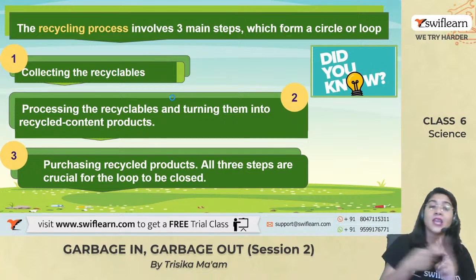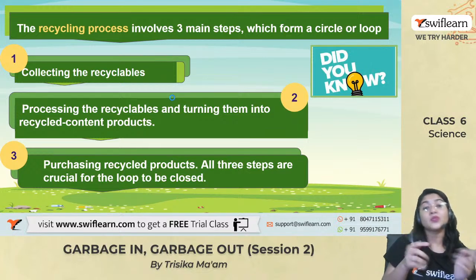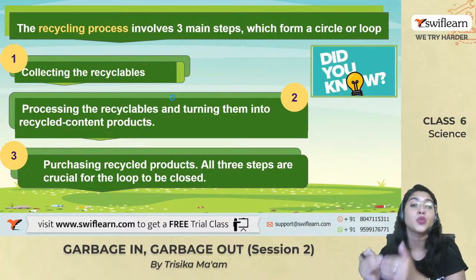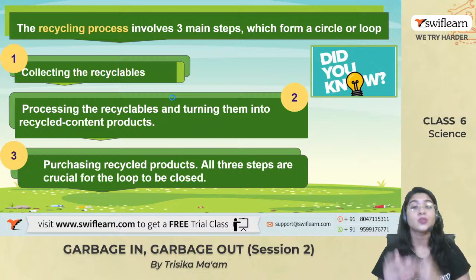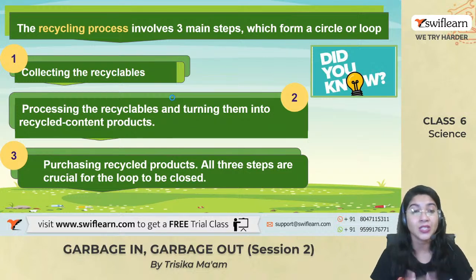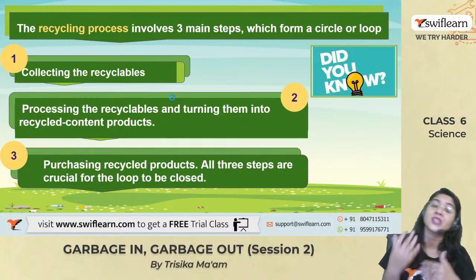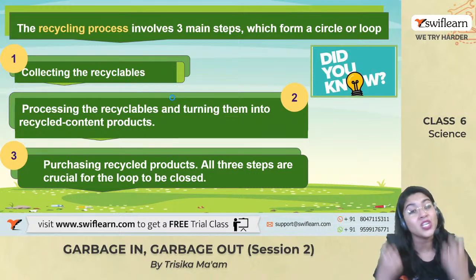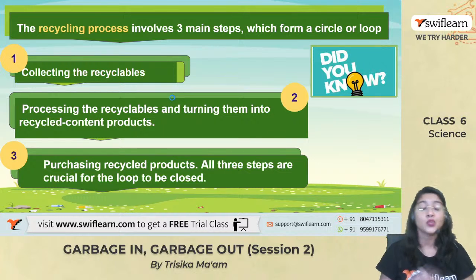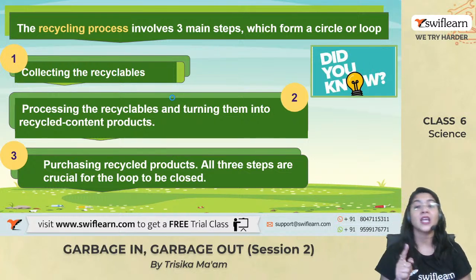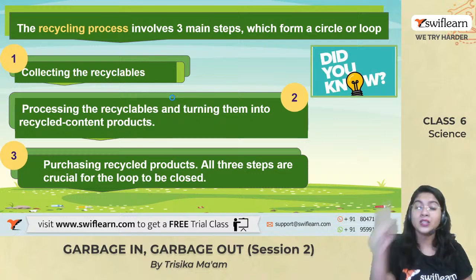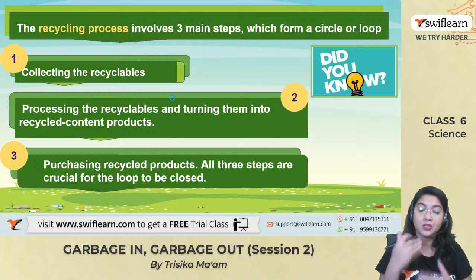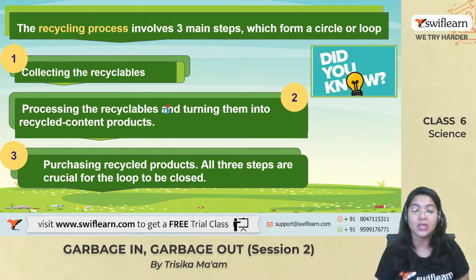Secondly, the recyclable items will go to a proper area and the processing will take place, and recycled content products will be made. It will be recycled to form a new product, and then we have to purchase those new products. So we also have to purchase the recycled products so that all three steps come into a closed loop and we can use the different items again and again.